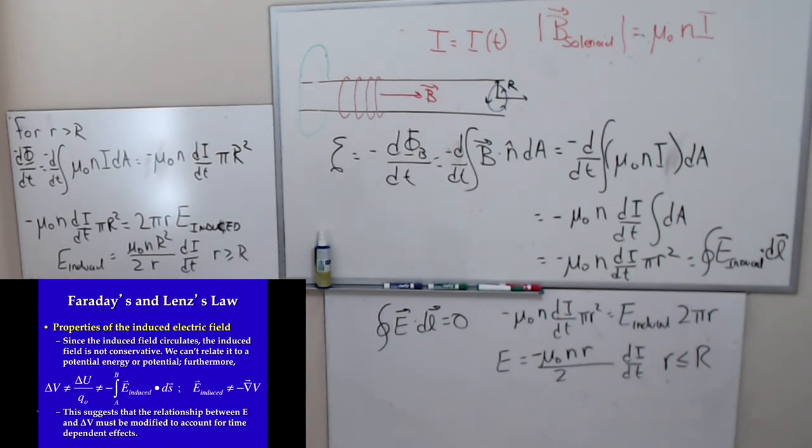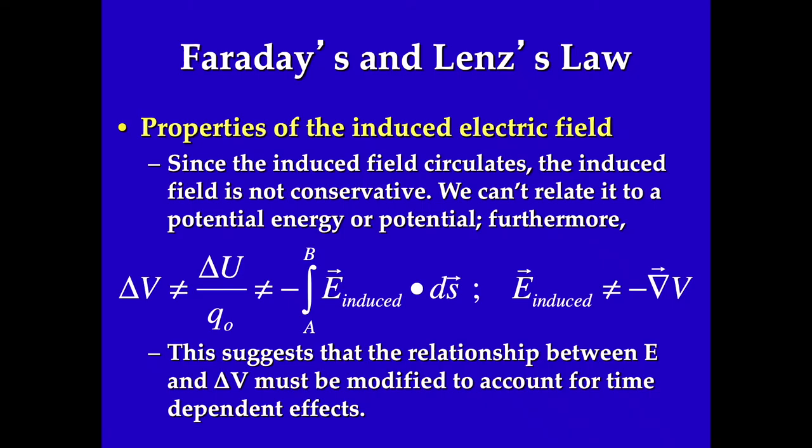Since the induced field circulates, it's not conservative. And like I said before, you can't say the electric field is the gradient of the potential. There's actually another term you have to work with.